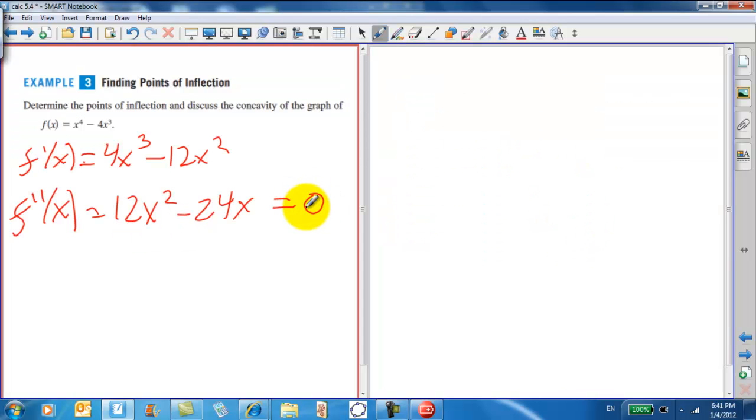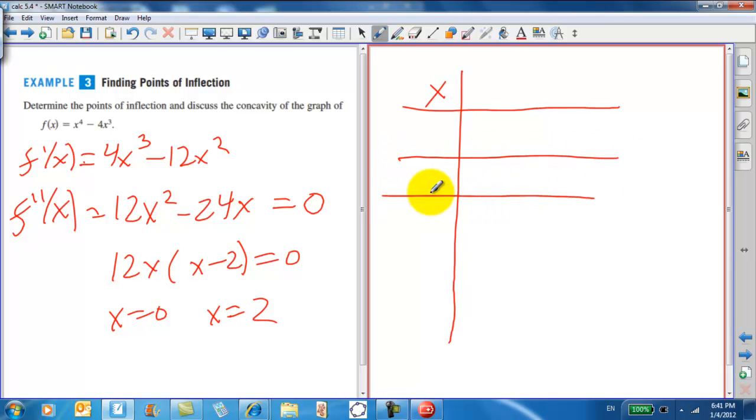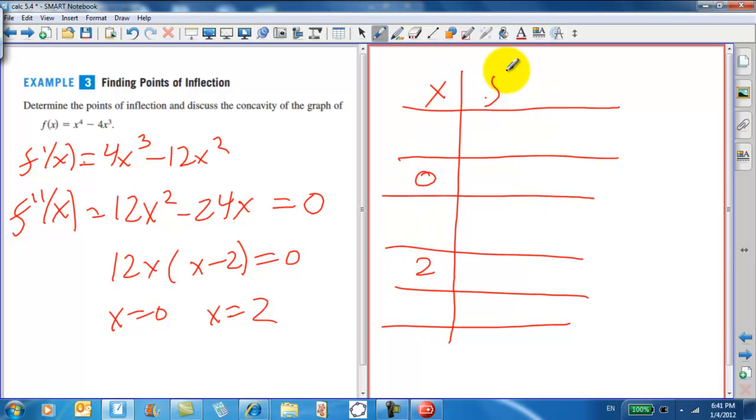Set it equal to 0, because it certainly can't be undefined. There's no division by x here. So 12x times x minus 2 equals 0. So we get x equals 0 and x equals 2 as our possible inflection points. But we have to check to make sure there's a change in concavity. It's not enough that the second derivative is 0. You've got to make sure that you have a change in concavity here. So I'm going to investigate x equaling 0 and 2. Those both make the second derivative equal to 0. And so that's why we're checking these out. Let's see what happens with f of x.